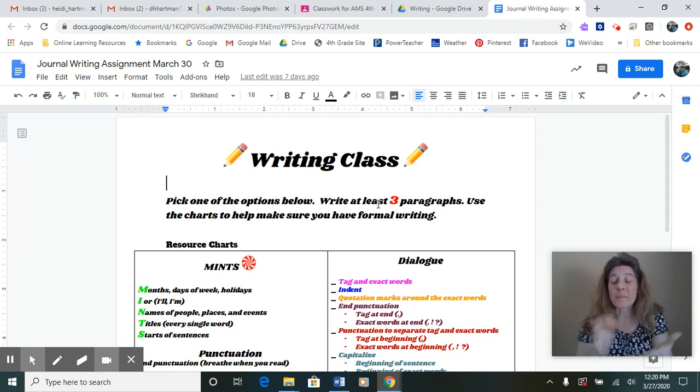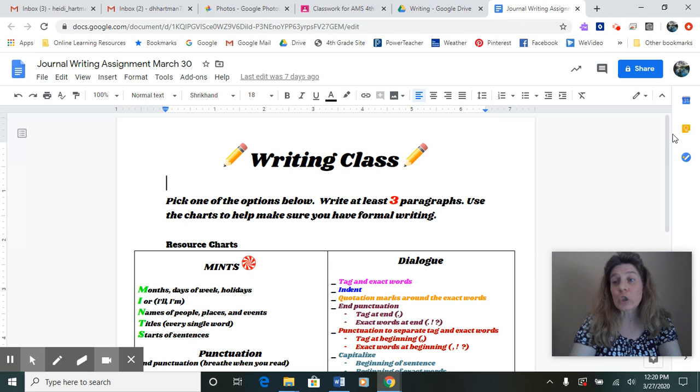So I'm probably going to have 4 to 6 sentences in a paragraph, unless I'm writing dialogue, then I'm going to change it every speaker. And I'm going to use the charts to help make sure that I have formal writing because this is school and I should be doing formal writing, which means proper capitalization, using my conventions like my dialogue marks, quotation marks where they need to be, and punctuation. I want to be able to breathe when I read. You want your teacher to be able to breathe when she reads it.